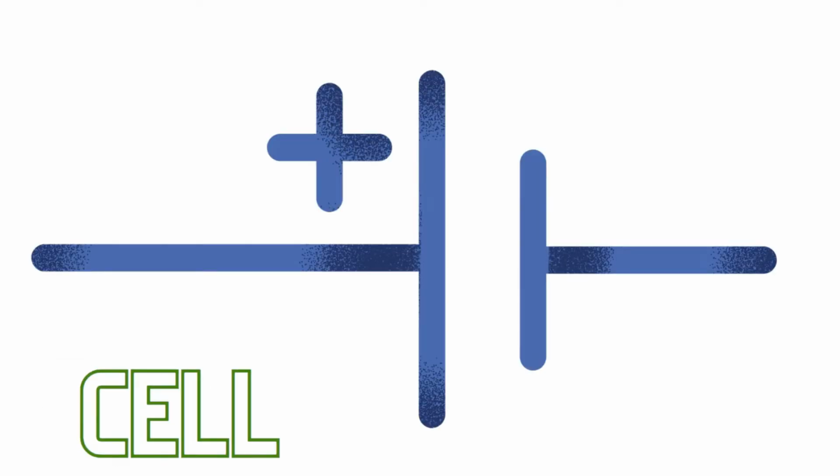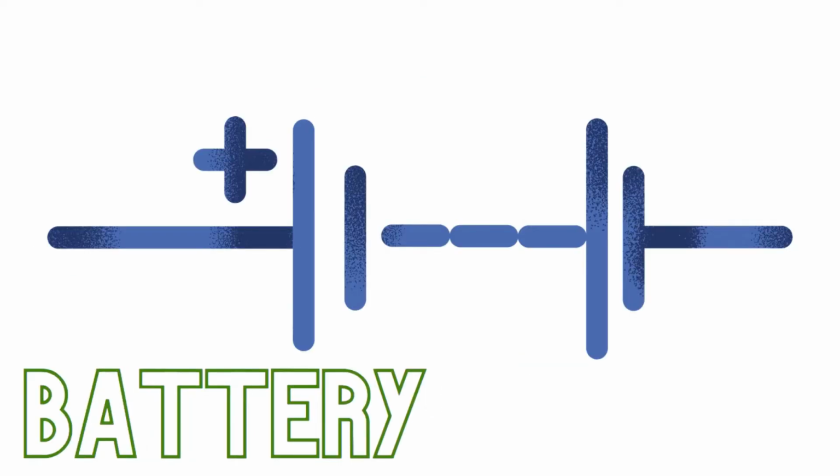Let's familiarize ourselves with circuit symbols. First, we have the wire. The wire is made from a metallic conductor, so current can easily pass from one part of the circuit to another. The cell supplies the electrical energy to the circuit. The larger terminal on the left is the positive terminal. A battery is more than one cell.